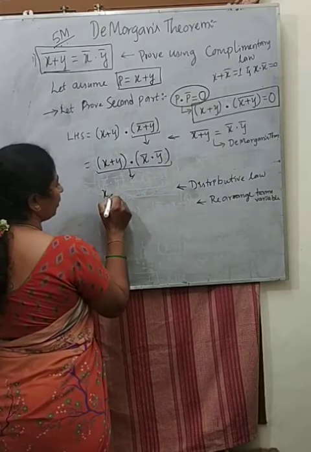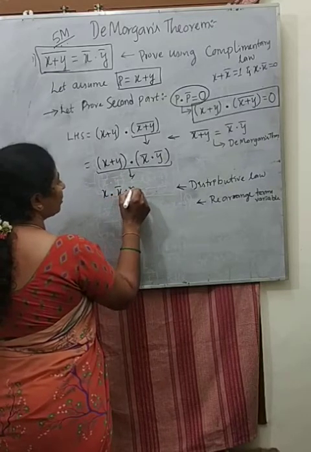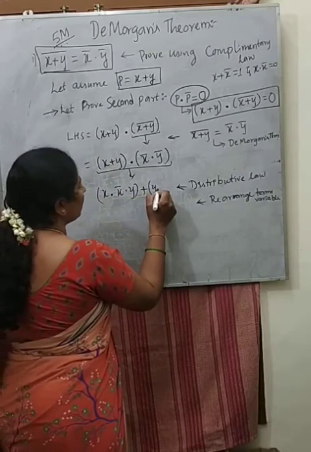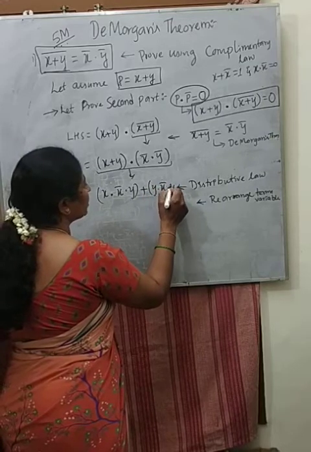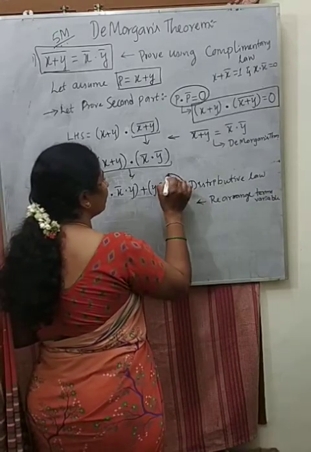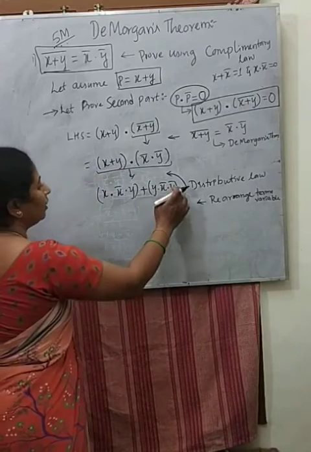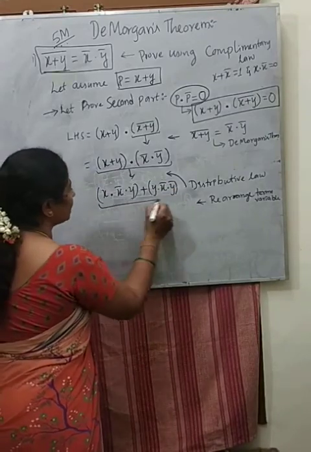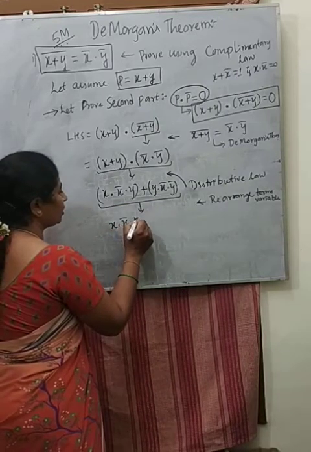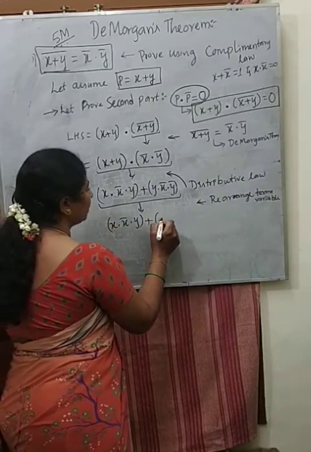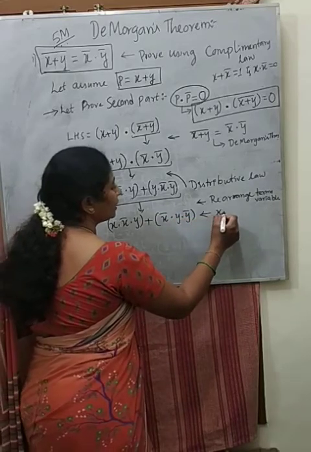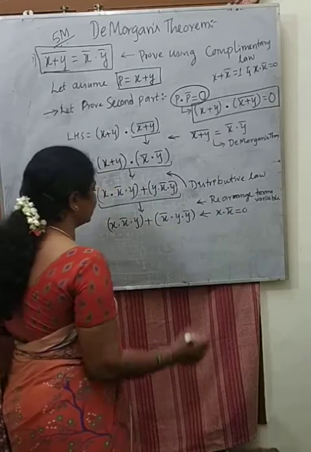X dot x complement dot y. This plus is out. Y into x complement into y bar. Now we have applied what? Distributive law. We have applied the distributive law. Rearrange and copy the terms. What will you get? There is no change over here. X into x complement into y plus x complement into y complement. X into x complement can be written as 0.